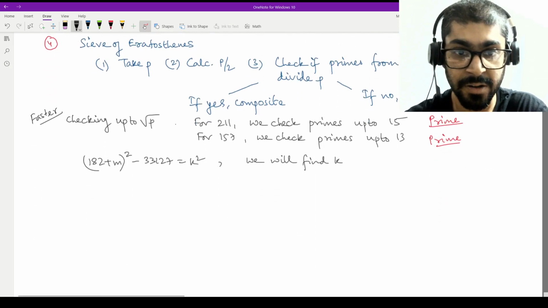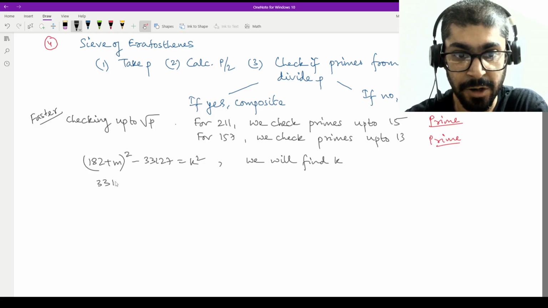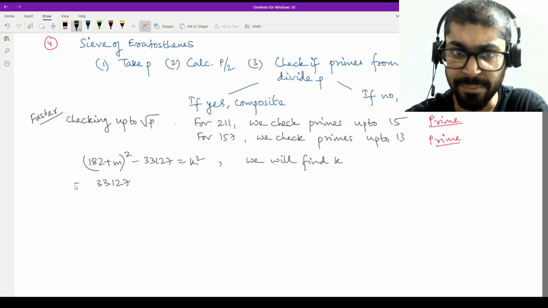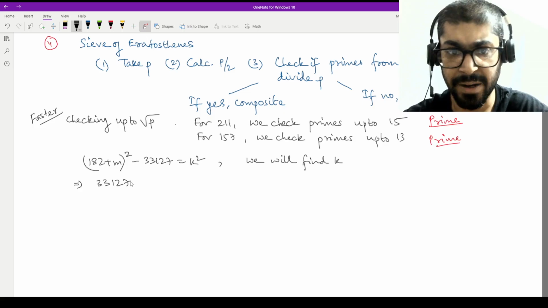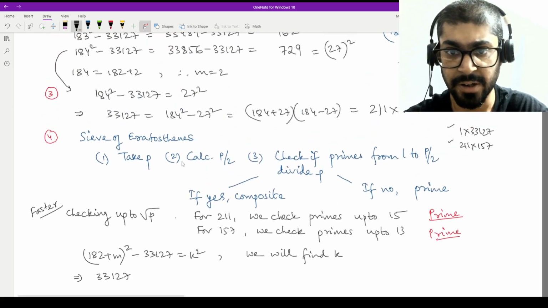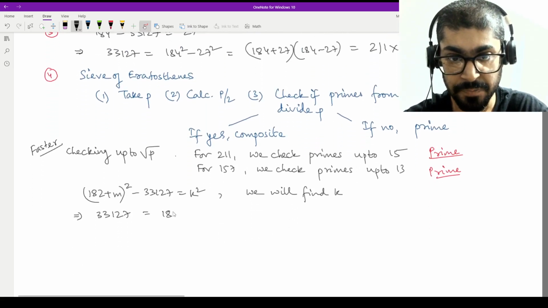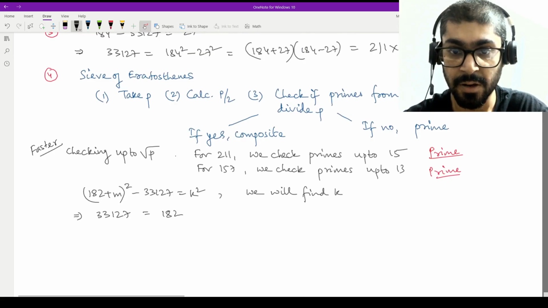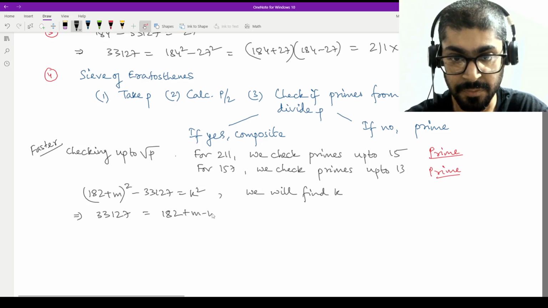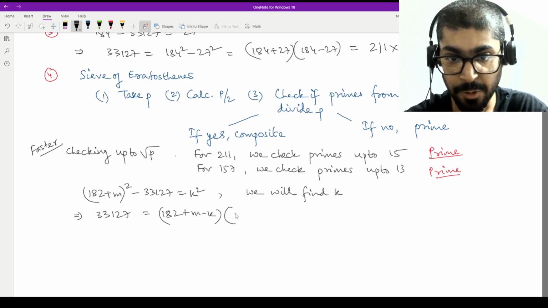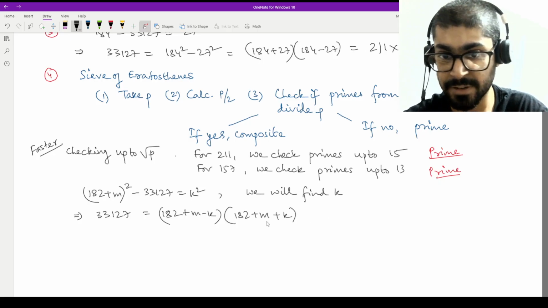Let's calculate. So here I will just factorize it, and upon factorizing I'll get 33127. Same logic, right? A minus b whole square, this logic. So here I'll get (182 + m - k) then (182 + m + k), right? This is the factorization we'll get.